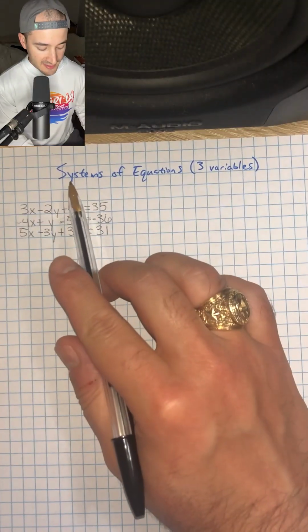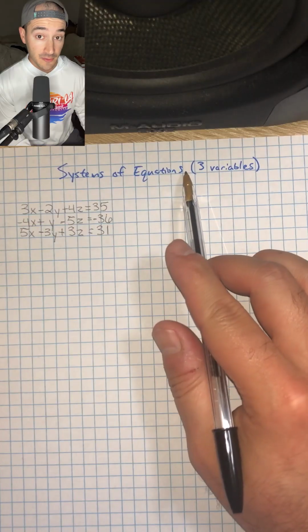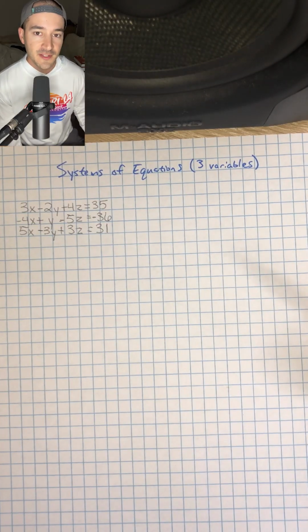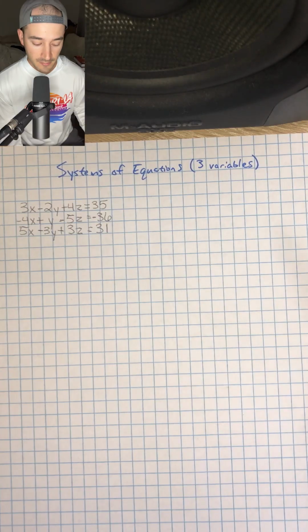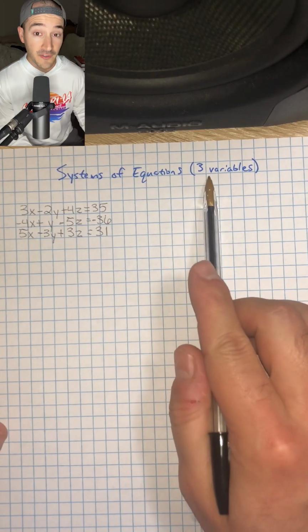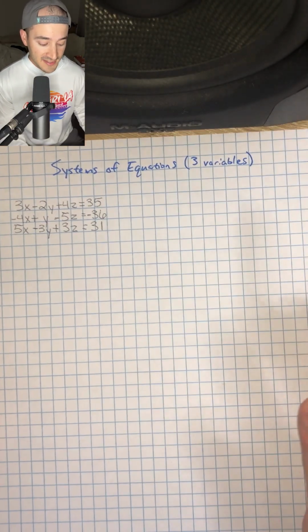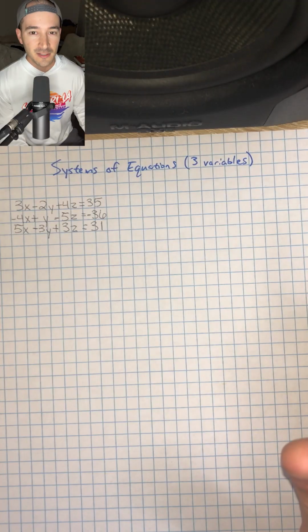So we're talking about systems of equations with three variables today. You probably learned about systems of equations in Algebra 1 and probably even used them in geometry some, but now we're adding a third variable, okay? The process isn't too much different, but it is a little bit trickier.